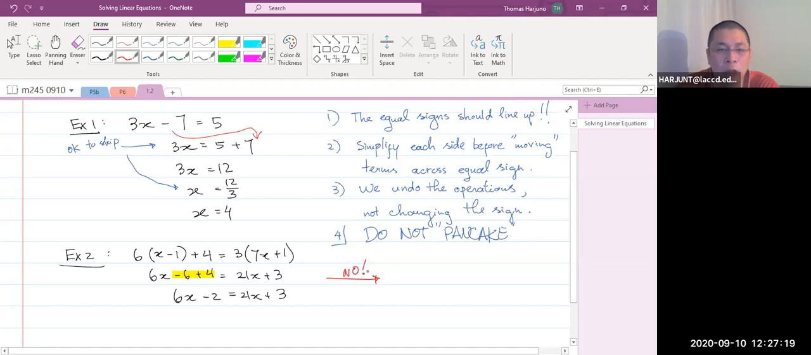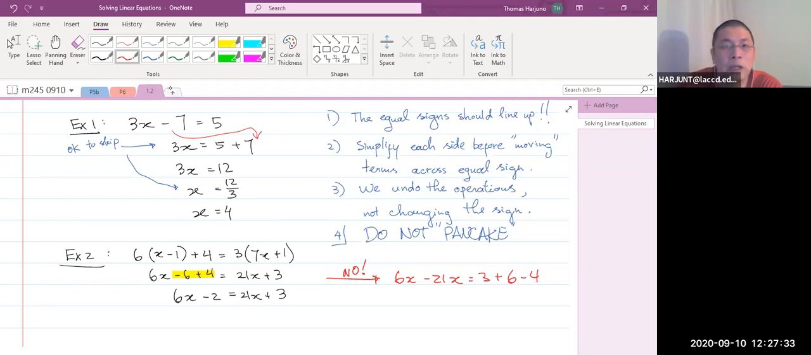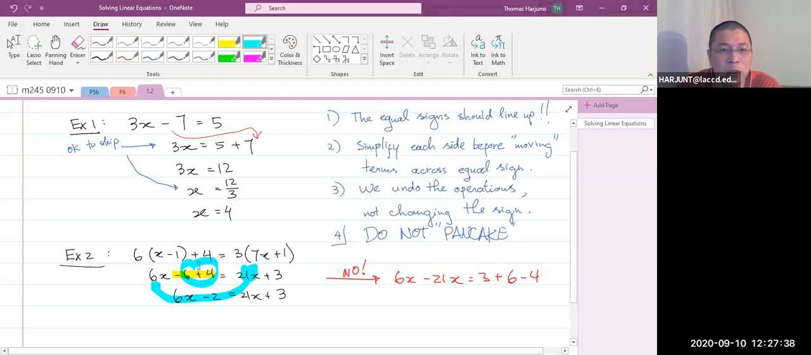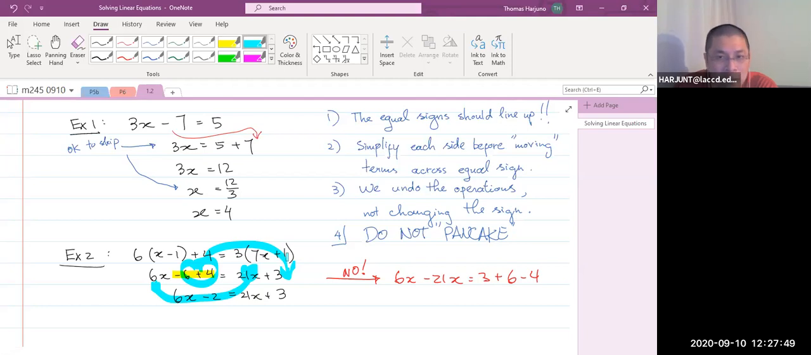Now, I will penalize you at least 1 point for this. Okay? I have people doing it this way: 6x minus 21x equals 3 plus 6 minus 4. This person is moving across the equal sign without simplifying fully at first. No, I don't like it. In fact, eventually you make a mistake there. Okay? Simplify your life whenever possible.